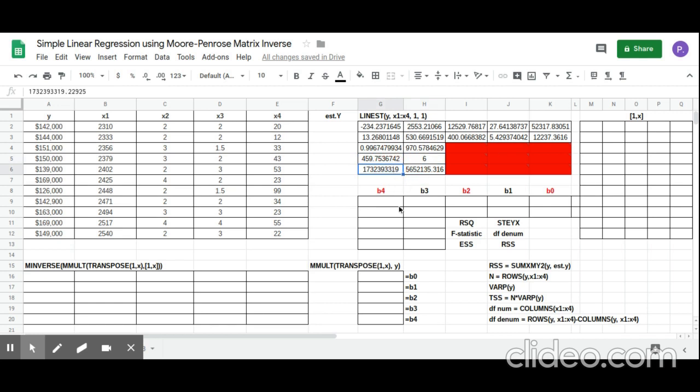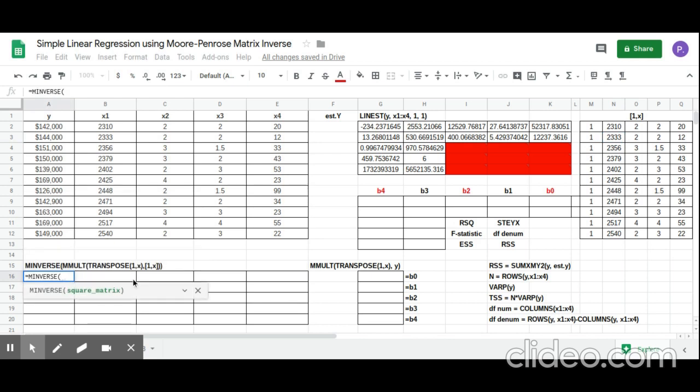We will calculate each value using matrix operations. So we begin with the 1x matrix. We have 1, and the rest will contain the x values, as an array formula of this range. Now that we have the 1x matrix, we can determine the pseudoinverse using the combination of MINVERSE, MMULT, and TRANSPOSE of this matrix. So we have MINVERSE, MMULT, transpose of this matrix, and itself.